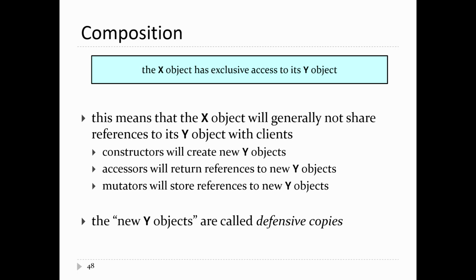We can't return Y directly because that gives somebody else a reference to Y. Any method that takes in a Y object and tries to store it has to make a copy of that Y object and then store the copy. We can't just store a reference directly to someone else's Y because that means somebody else has a reference to that Y object. Every time you call a method involving the field Y, any method that might change it or return it, you have to make a copy. Those new Y objects are called defensive copies. They're defensive because we want to make sure that nobody else gets a reference to that Y.